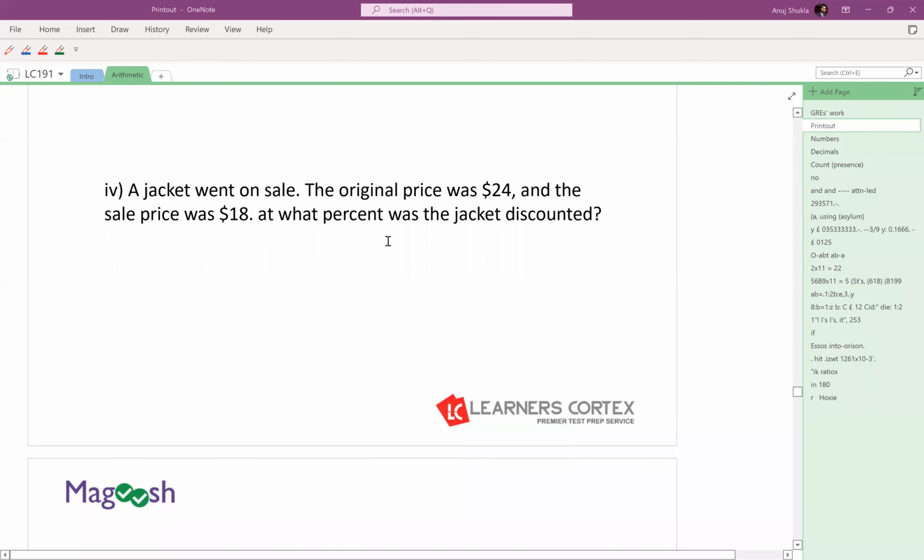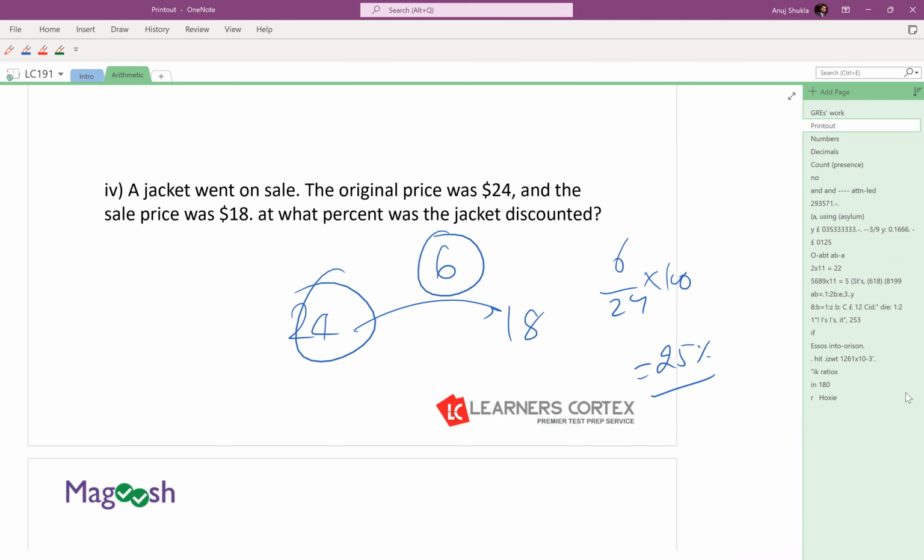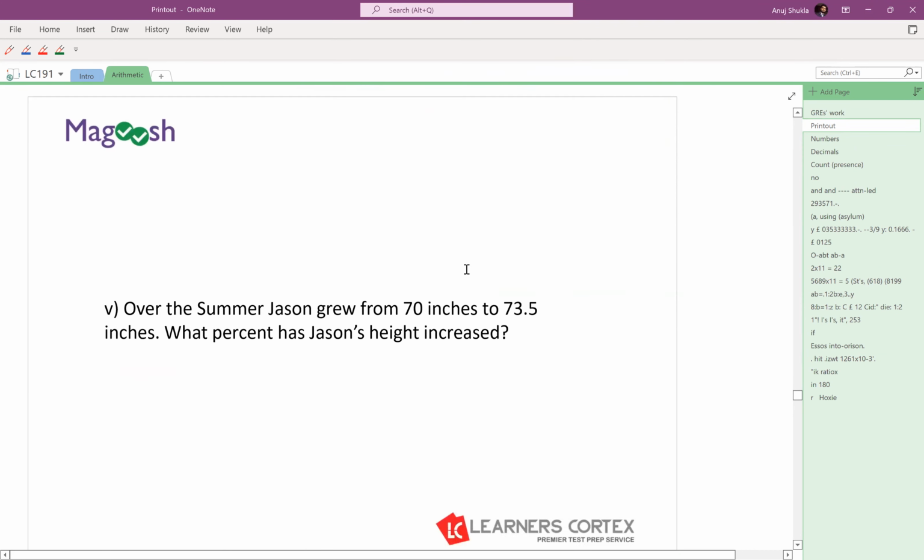A jacket went on sale. The original price was 24, the sale price was 28. How much discount? Discount means how much was the discount? $6. Percentage means 6 over 24, means 6 over 24 into 100. That is a 25% discount. Okay. Try this.